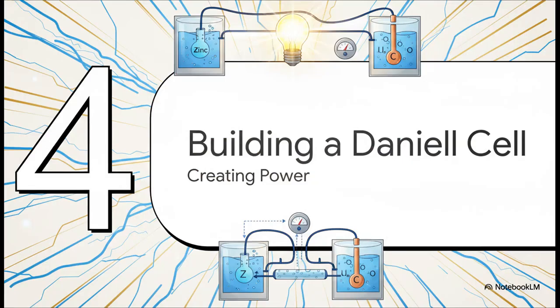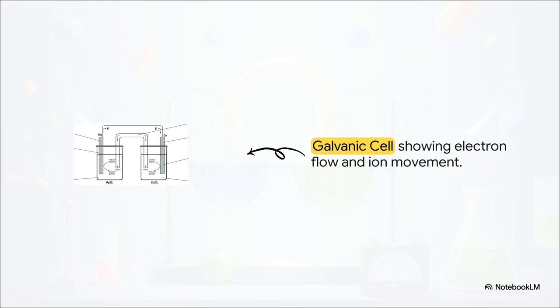All right, Section 4, building a Daniell cell. With all that theory and calculation out of the way, it is finally time to get our hands dirty and build a real setup with Dr. Chem. Let's visualize this. You can trace the entire circuit right here. Notice how the electrons flow strictly through the external wire from the zinc anode to the copper cathode. That's the current we actually tap into.